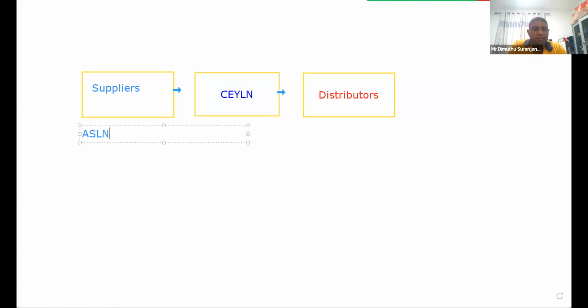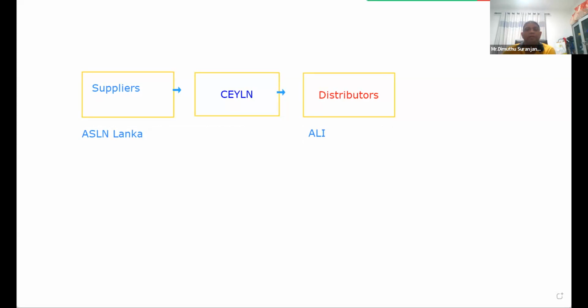ASL Lanka. The distributor work was done by Ali Brothers. Now, see, you talk about some more information related with this. What they are telling me is, when you look at these two parties, actually, they are enjoying more profit margin.